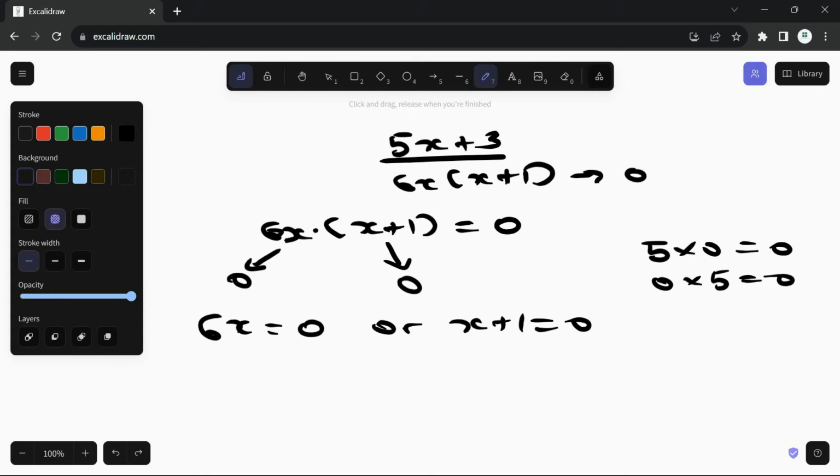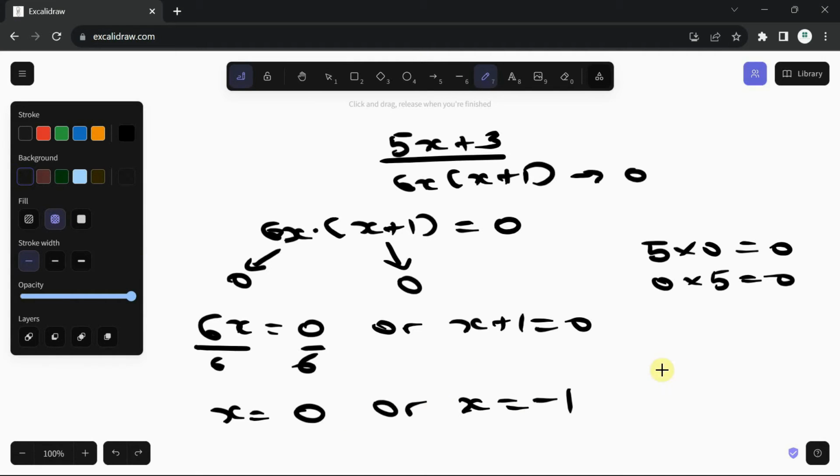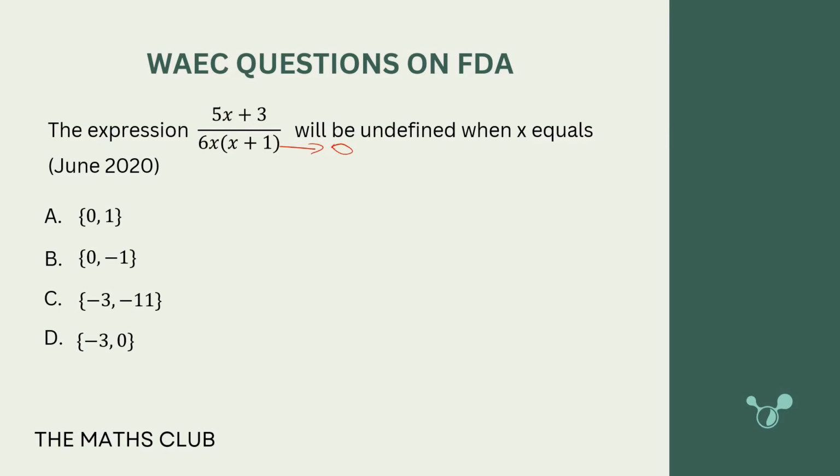Great. So if I divide both sides by 6, our x will be equal to 0, since 0 divided by 6 is 0. Or, if I carry this plus 1 to the other side, x is equal to minus 1. So either when x is 0 or when x is minus 1, that is when this expression would be undefined. So this is in a set. Our set will just be 0 and minus 1, and that's option B.